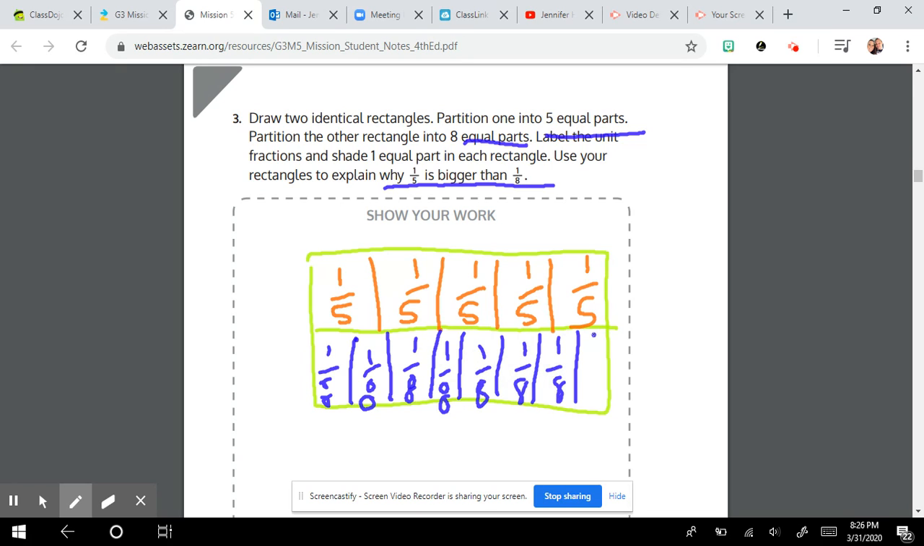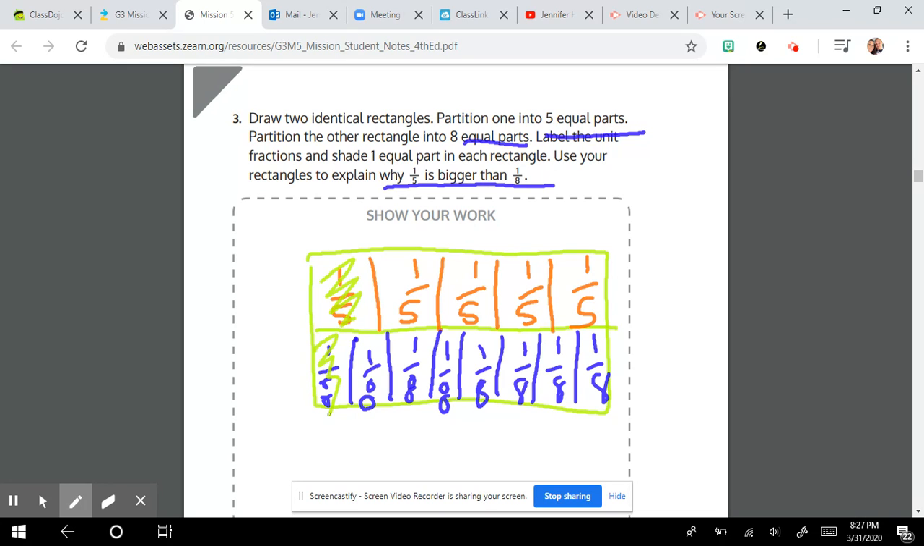And then the last step, I need to shade in 1/5, and I need to shade in 1/8. And then it says use your rectangles to explain why 1/5 is bigger than 1/8.